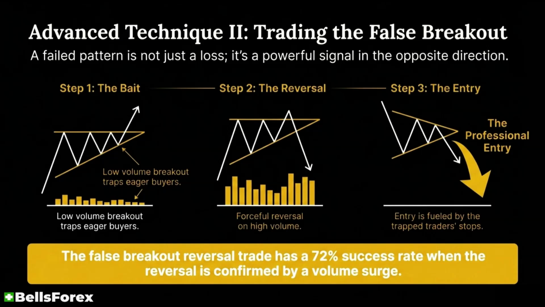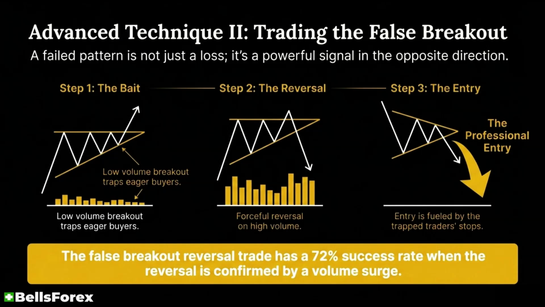No conviction. Another critical warning is the wick through, close inside. Explain that one visually. Okay, so if the price breaks the pattern boundary dramatically during the candle, creating a long wick below support, but then it manages to close the candle back inside the pattern structure, that aggressive rejection signals an 81% failure rate for the original breakout. It was a liquidity grab, not a real move.